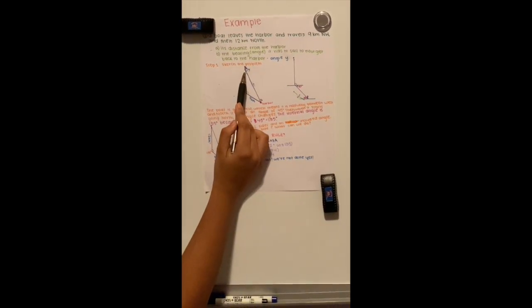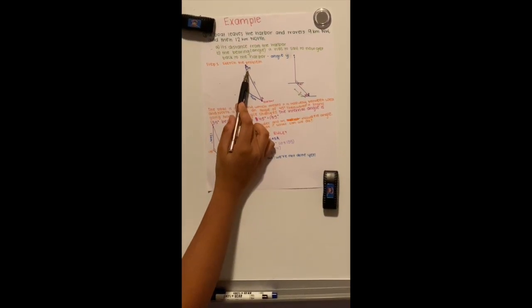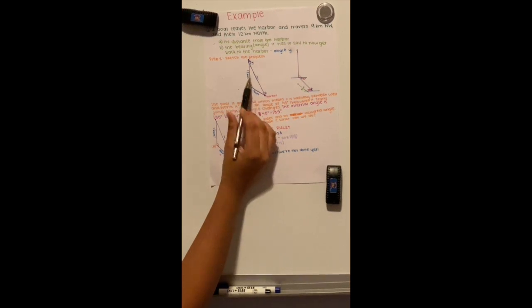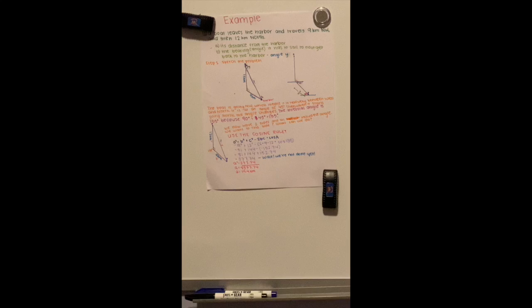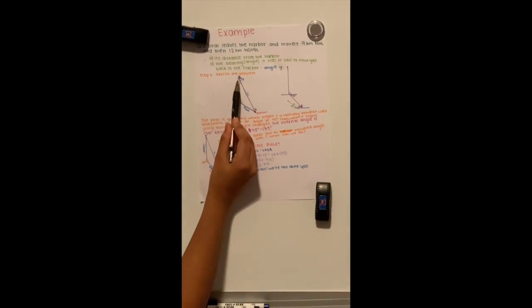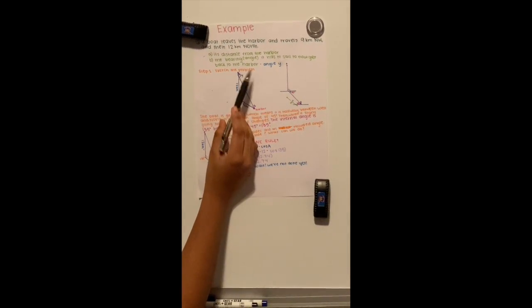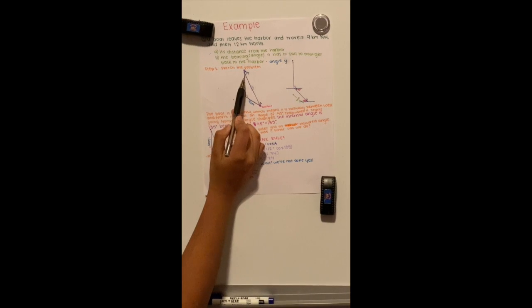We want to find the distance from where the boat is right now and the harbor, so we want to find this side of the triangle. We also want to find the bearing or angle that it has to sail to get back to the harbor. Remember, it's measured clockwise. So this angle right here is angle Y.